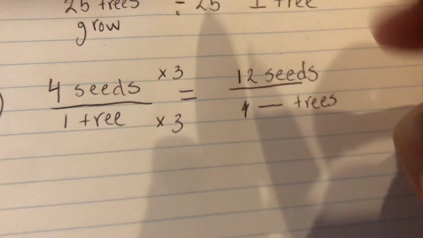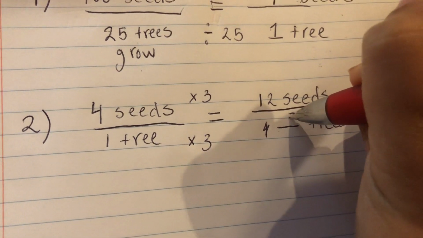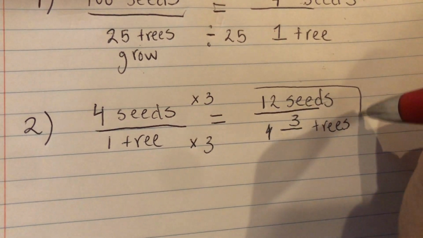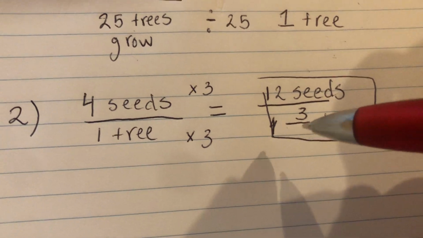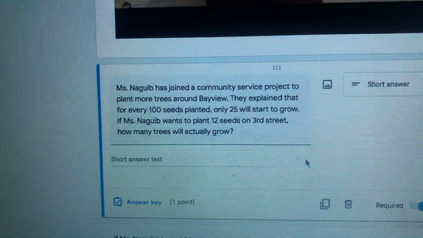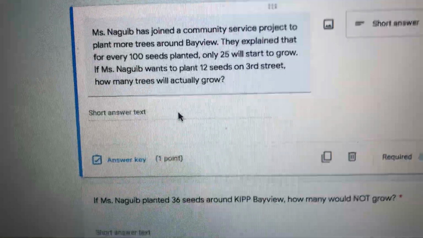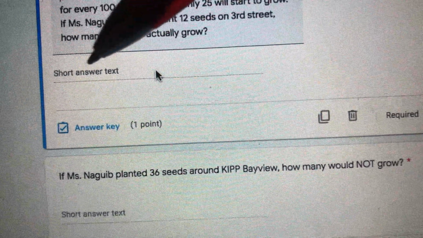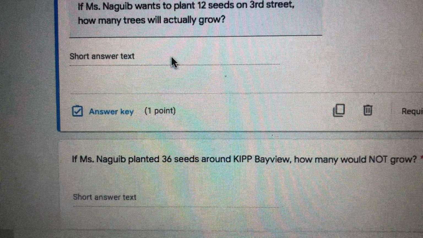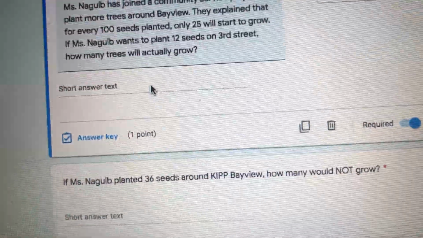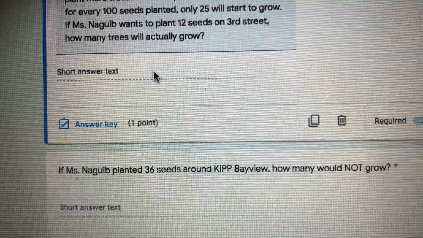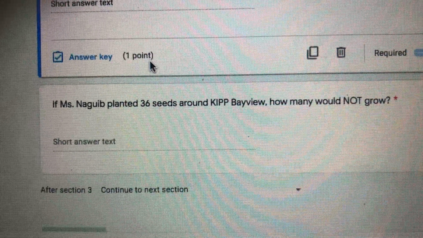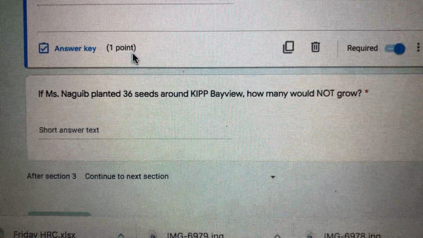So that would be 1 times 3, which is 3 trees. So your answer would be 3. And when you type your answer over here, I want you to just type 3. Just type the number. That's all you need to do for both of these. Only put the number, don't put 3 trees, just put 3. Okay? Now, here's part B.